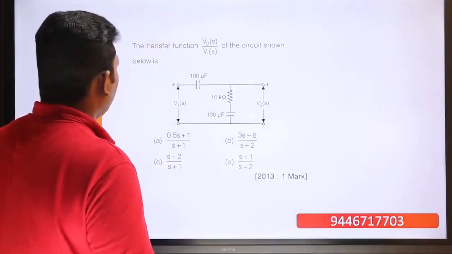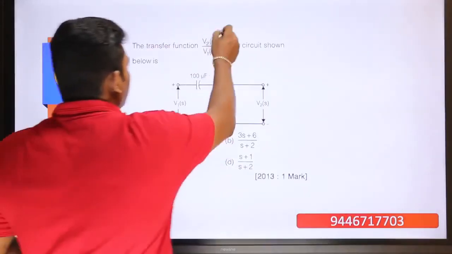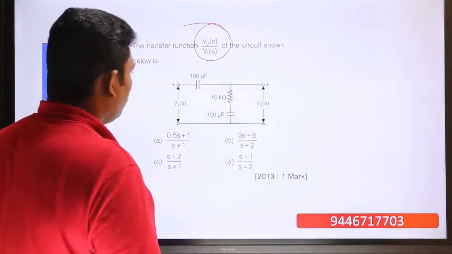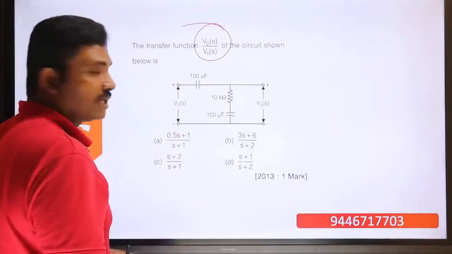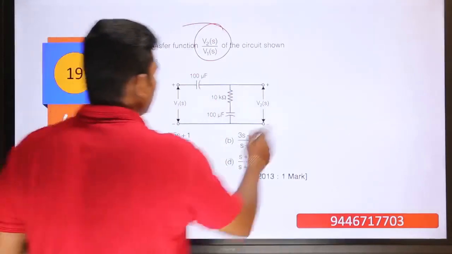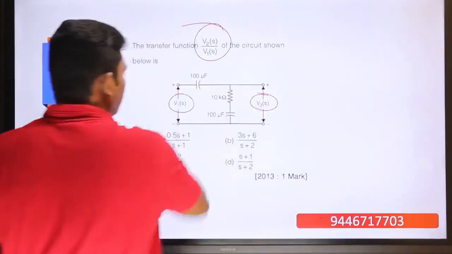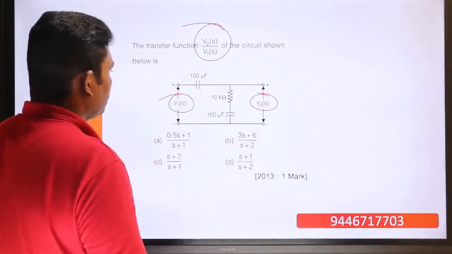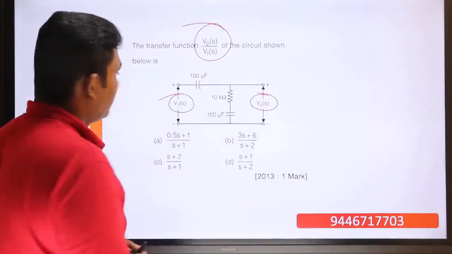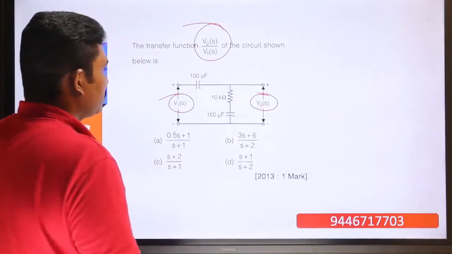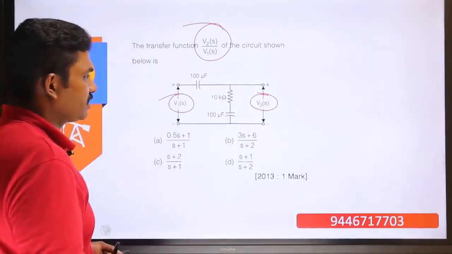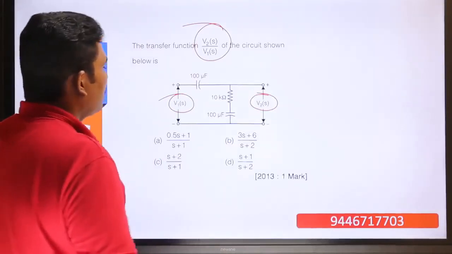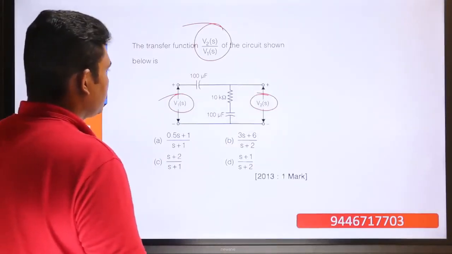Moving into question number 19, the transfer function V2 of s divided by V1 of s of the circuit shown below is to be found out. So this is a relatively simple question. We will have to find out the transfer function of V2 of s divided by V1 of s. So it is 100 microfarad, 10 kilo ohm and 100 microfarad capacitance. Across V2 of s we are having 10 kilo ohm resistance and 100 microfarad capacitance. And then there is a series 100 microfarad capacitance also.